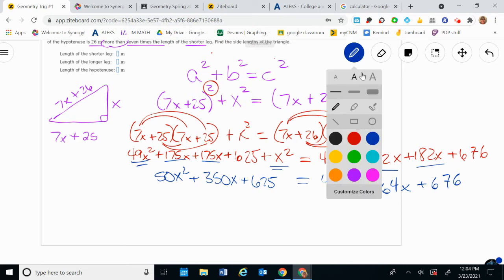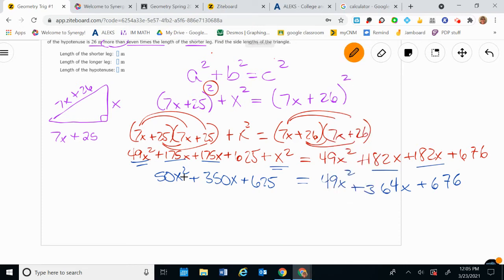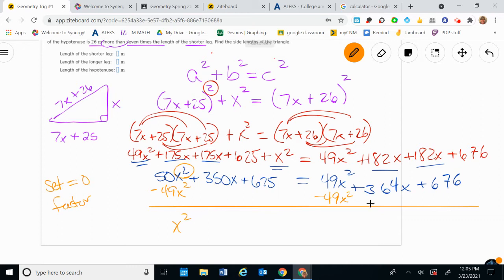You may not remember this, or you may remember this, I don't know, but when you have a quadratic, you need to set it equal to 0 and then factor. So this is hopefully reminding you how to do this. So I'm going to subtract 49x squared from both sides. I'm going to do this all in one step. So x squared. And then I'm going to subtract 364x, and I'm going to get negative 14x, I believe. And then minus 676.